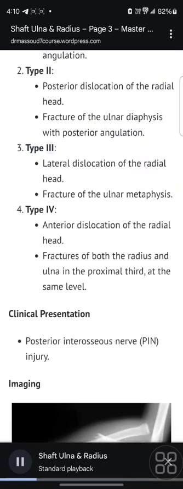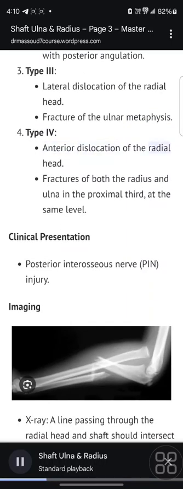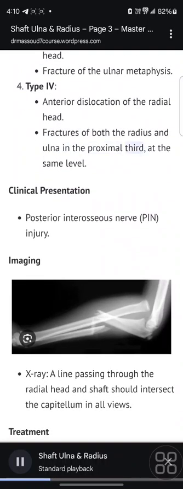3. Type 3. Lateral dislocation of the radial head. Fracture of the ulnar metaphysis. And 4. Type 4. Anterior dislocation of the radial head. Fractures of both the radius and ulna in the proximal third, at the same level.